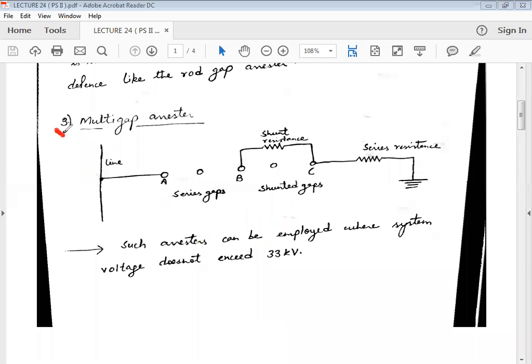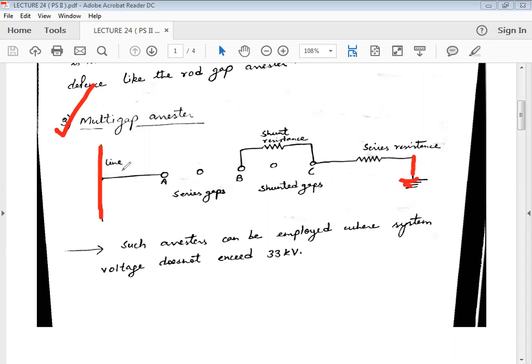In the multi-gap arrester, look at one thing: the principle of operation for all the arresters remains the same. The only difference is in the constructional details. So in the multi-gap arrester, one end is connected to the line or to the apparatus to be protected, and the other end is earthed. In all the arresters, this is common: one end is connected to the line or apparatus to be protected, and the other end to the earth through the equipment body or through the wire itself.